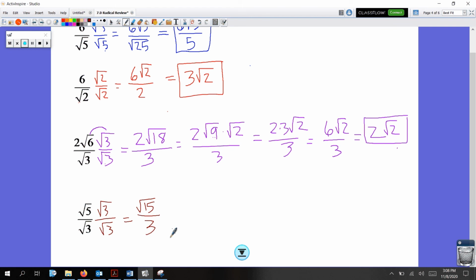Okay, so 15 breaks down to 5 and 3. Well, there's no pairs, there's no perfect square, so there's no sense in breaking it down. It doesn't simplify. Do not try to simplify within. 3 is a whole number, and root 15 is a radical. So they are not like terms. You cannot go in here and simplify that. This is it. This is as far as it goes. So that's not too bad. All right, let's look at one more example.